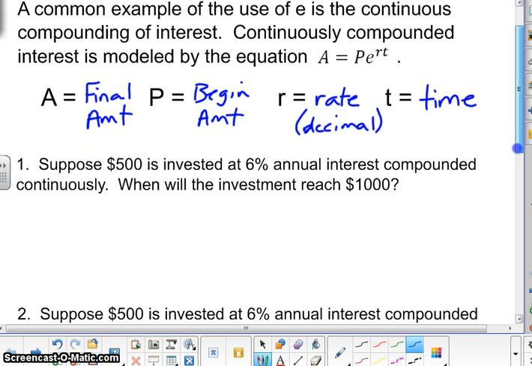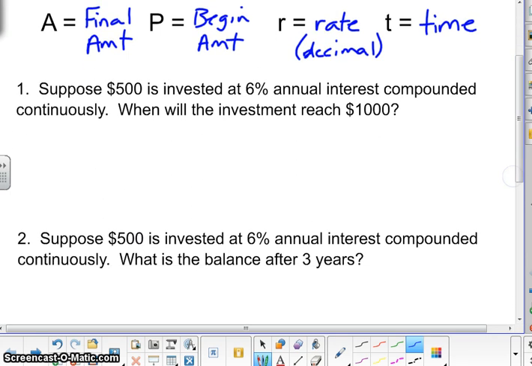Let's go ahead and start with our first example. Suppose we have $500 invested at 6% annual interest compounded continuously. You have to look for those words because there are other things that you learn in 12.7, like compounded quarterly and annually, and you've got to distinguish the difference between them. Whenever you see compounded continuously, that means we're going to use base e, which is PERT.